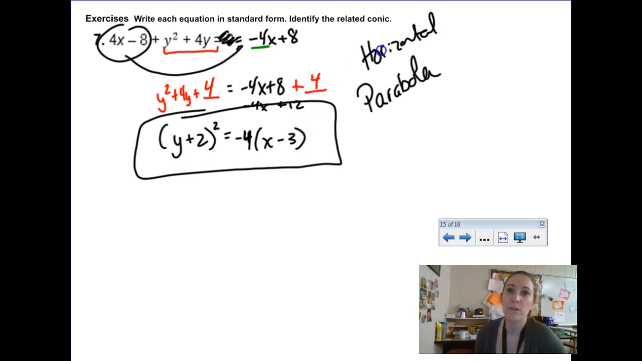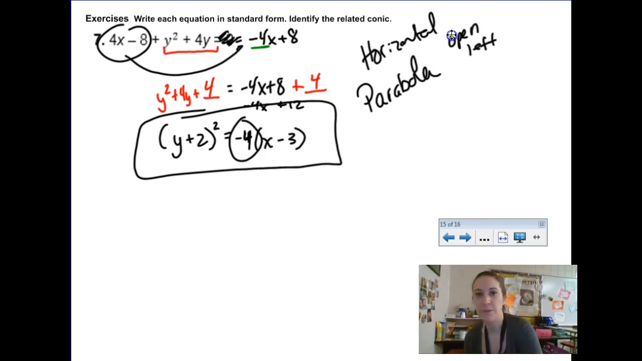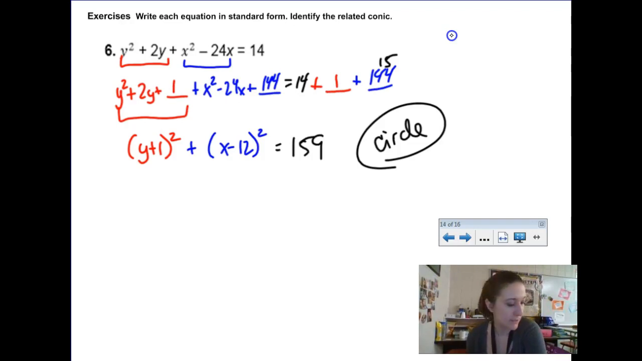For bonus points, if you can tell me whether it opens right or left, that'd be great. So because this term is negative 4, that means it's going to open left. That wasn't asked of us, but man, it's good to put some thoughts together here at the end of our lesson. Literally the end of our lesson, I guess.